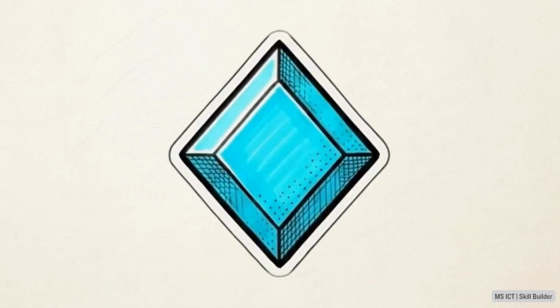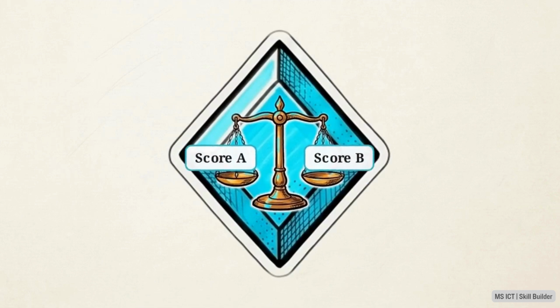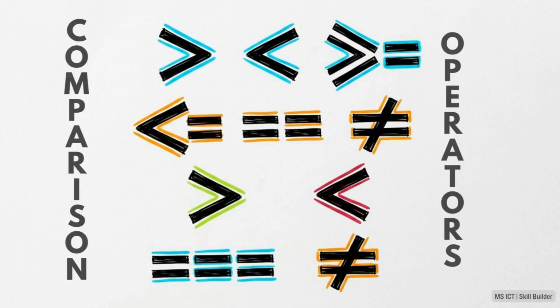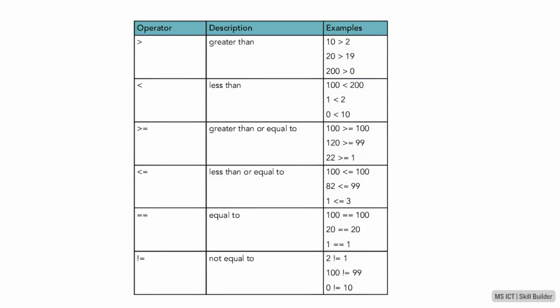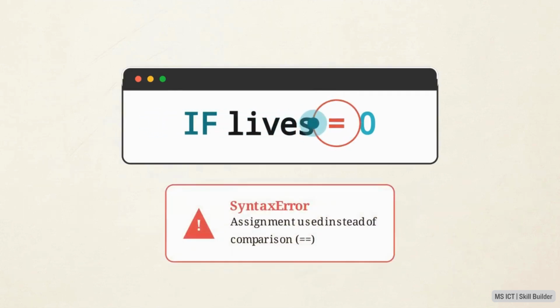To actually build the questions inside those decision diamonds, you need a way to weigh different values against each other. Computers handle this using a specific set of mathematical symbols called comparison operators. This table outlines 6 standard programming operators, like greater than and less than. Notice the equal to operator uses 2 equal signs, which checks if values match. Finally, the not equal to operator checks if 2 values are completely different. Pay close attention to these symbols. Accidentally using a single equal sign when you meant to use a double is one of the most common reasons a program will crash.